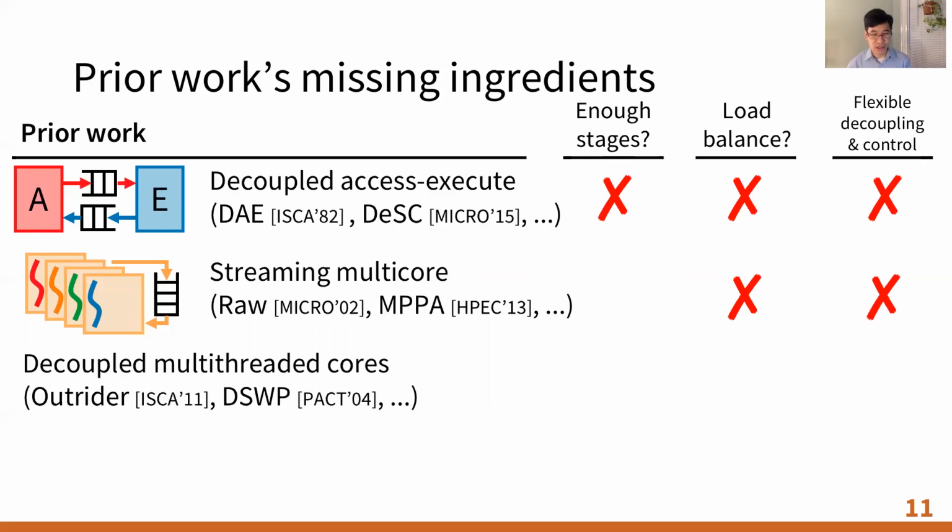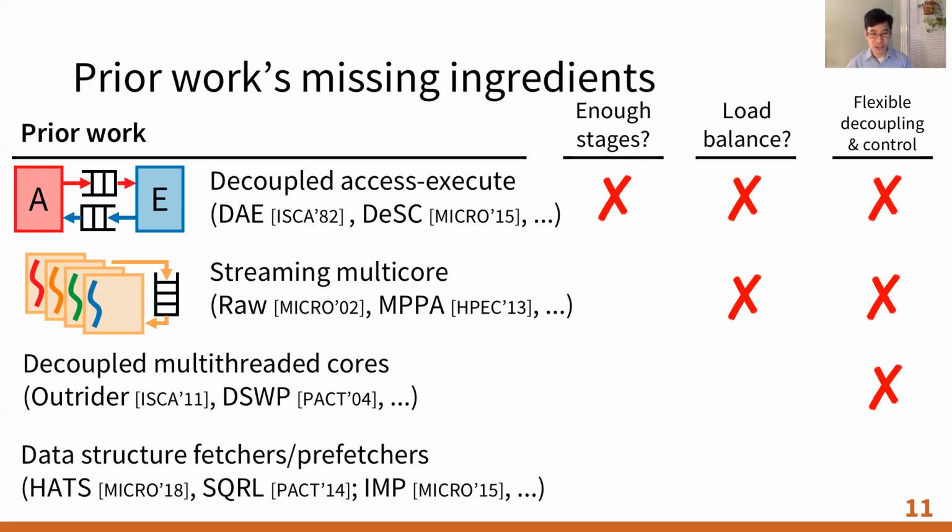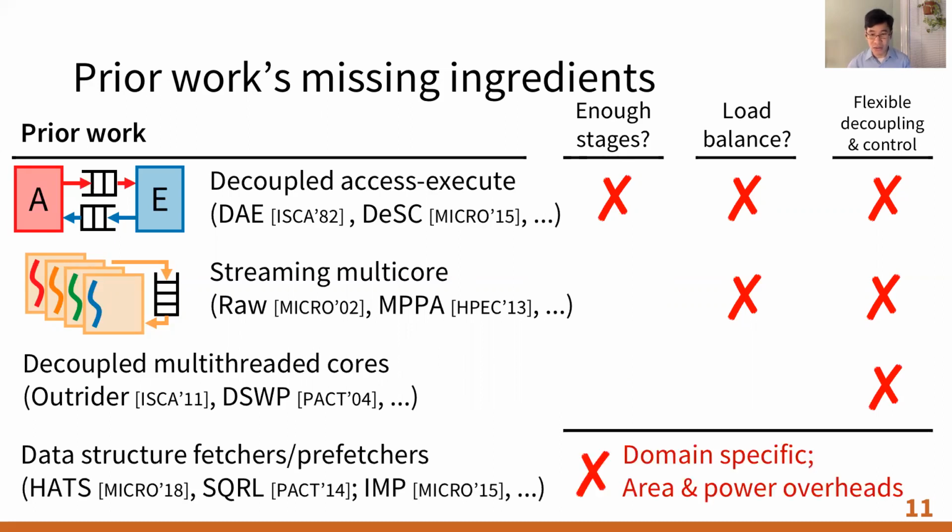Decoupled multithreaded cores, such as Outrider and DSWP, also lack the control flow mechanisms that are needed to accelerate irregular applications. Finally, data structure fetchers and prefetchers, such as HATs and IMP, are highly domain-specific and come with substantial area and power overheads.